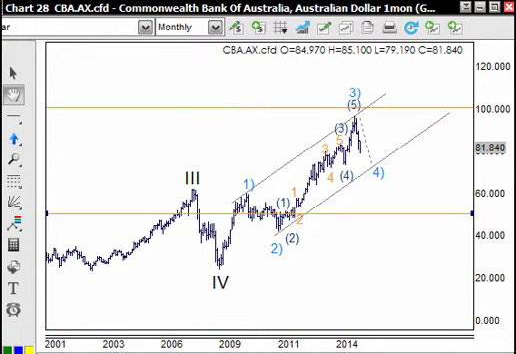And with CBA here, we're looking at a monthly chart. So we're looking at a large wave 3 here, large wave 4 here, and then we're looking for 5 waves up through to here to make wave 5. So 1 and 2, and then 3 here and 4 here, and then 5 up through here.